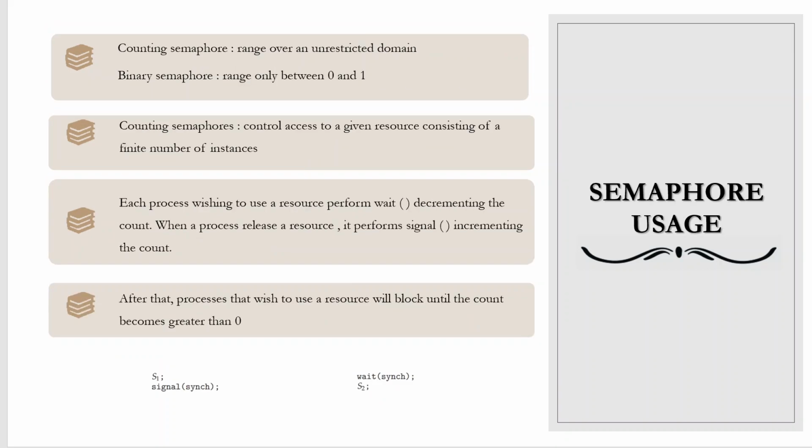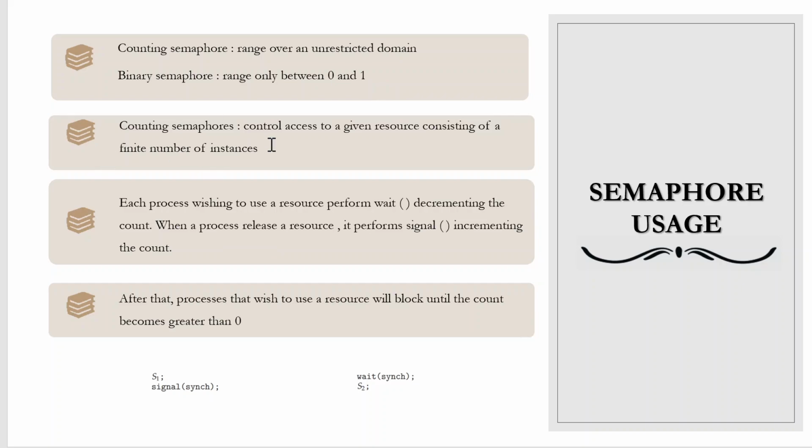Next, we'll move on to semaphore usage. Operating systems often distinguish between counting and binary semaphores. A counting semaphore value can range over an unrestricted domain. The value of a binary semaphore can range only between 0 and 1. Thus, binary semaphores behave similar to mutex locks. In fact, on systems that do not provide mutex locks, binary semaphores can be used instead for providing mutual exclusion.